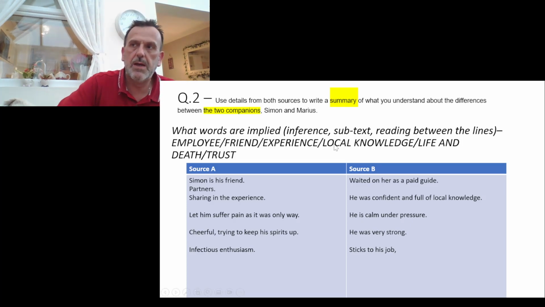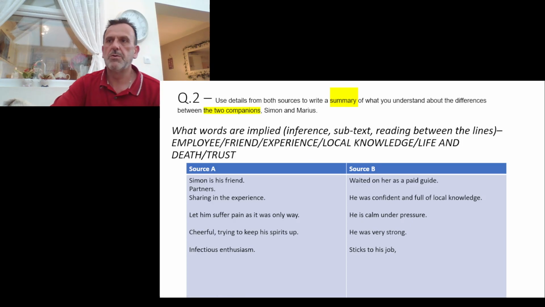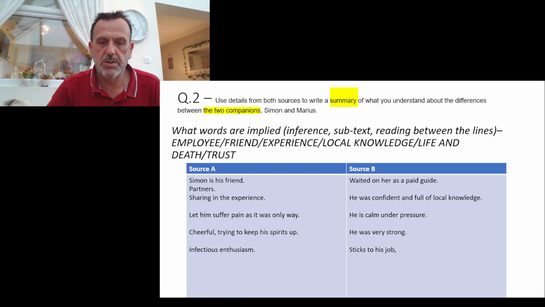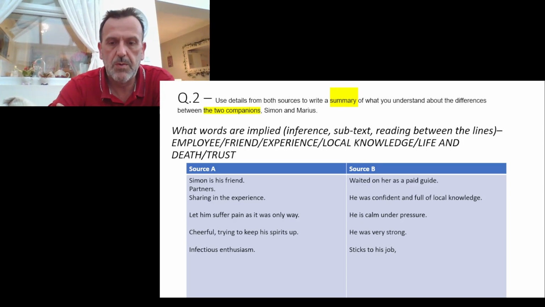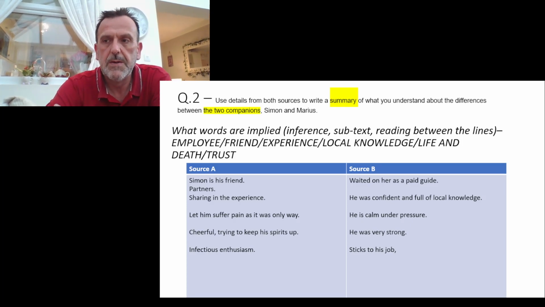And if you look at the implication or the inference, obviously Marius is an employee and Simon is a friend, and one has mountaineering experience and one has local knowledge. There's a sense of life and death and trust, that these people are reliant on those people. Now, Joe is lucky that he fully trusts him as an old friend, and Gertrude is fully trusting in Marius because of his experience, and he has been employed obviously for what he's able to do.